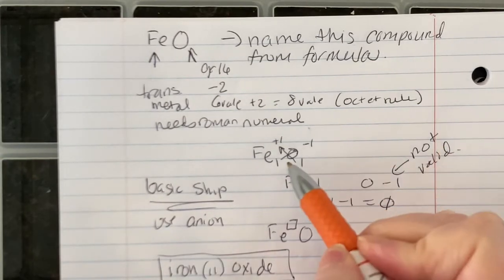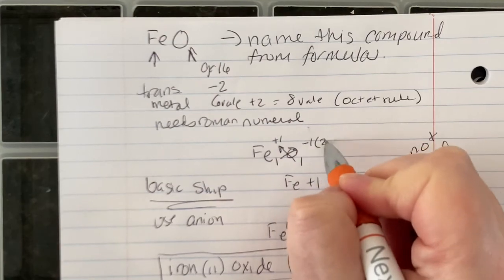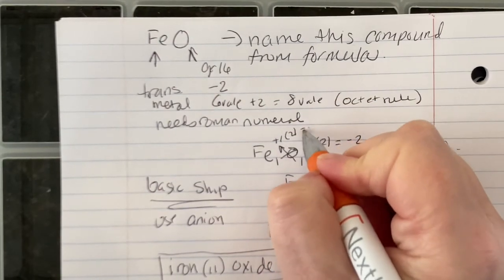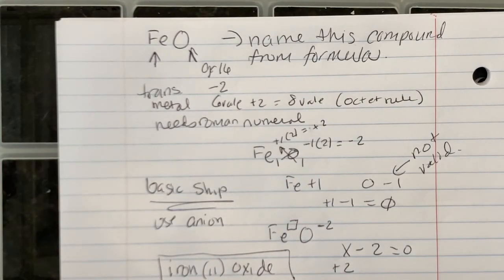Okay. If you did this reverse crisscross, you could also then say -1 times 2 equals -2. And what you do to one side, you do to the other. +1 times 2 is +2. So those are your 2 options.